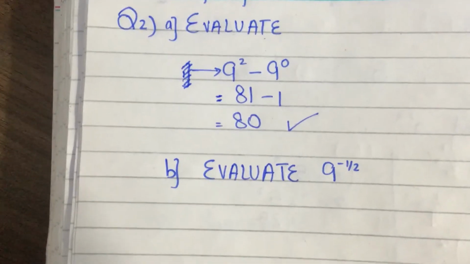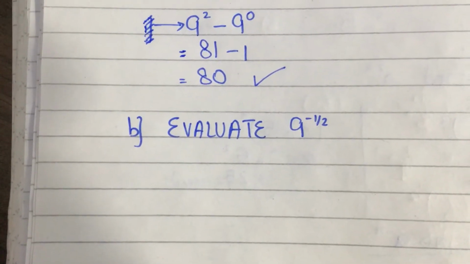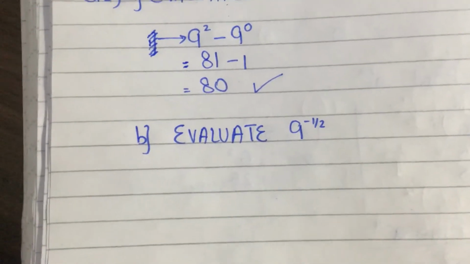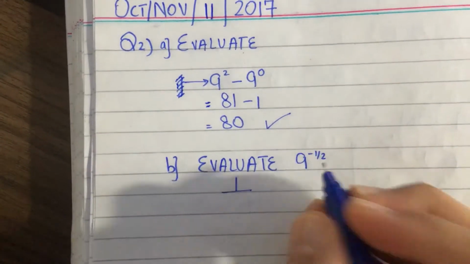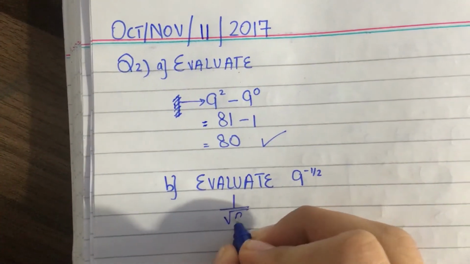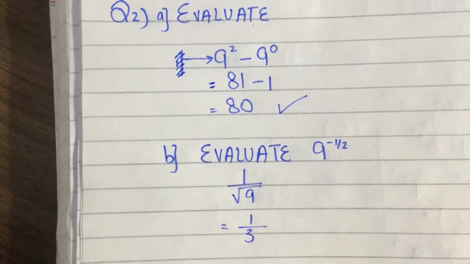The next part is B. It says evaluate 9 power minus 1 over 2. Since it's minus, it's automatically going to go into the denominator, and power 1 over 2 is square root, so 1 over square root of 9, which is 1 over 3, and that's our answer.